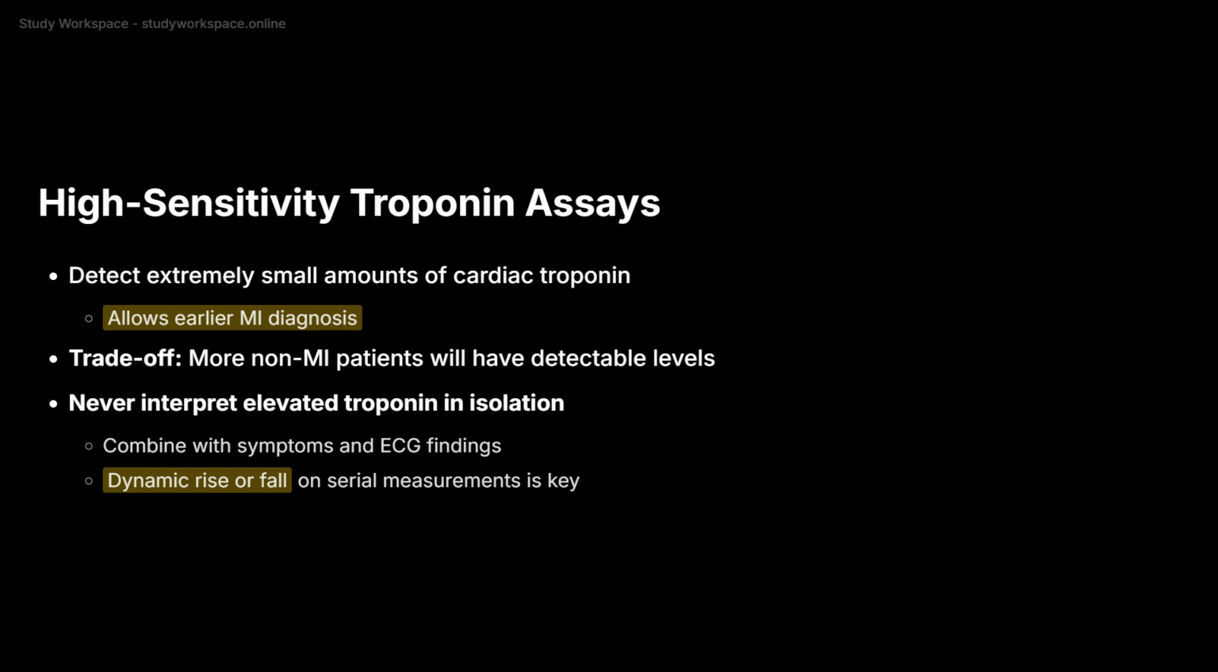Finally, let's discuss high-sensitivity troponin assays. Modern high-sensitivity assays can detect extremely small amounts of cardiac troponin with excellent precision. This allows clinicians to diagnose myocardial infarction much earlier than older laboratory methods. However, increased sensitivity also means that more patients with conditions other than myocardial infarction will have detectable troponin concentrations. For this reason, clinicians should never interpret an elevated troponin result in isolation. Instead, diagnosis depends on combining the patient's symptoms, electrocardiogram findings, and, most importantly, the dynamic rise or fall seen on serial measurements.